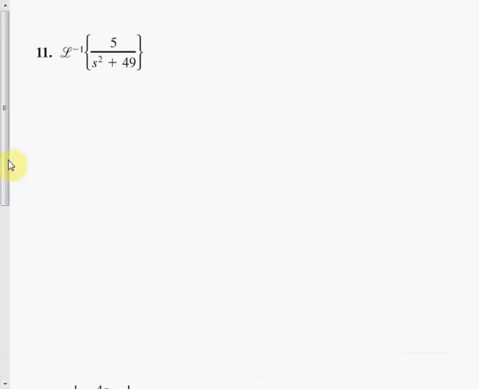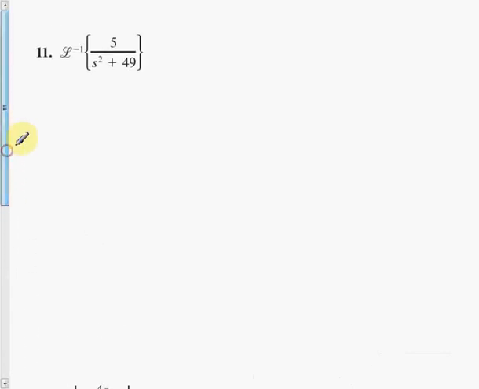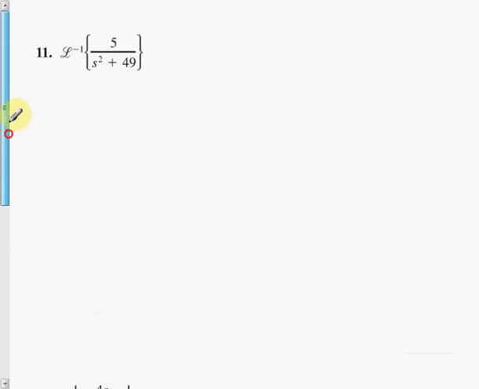All right. Now number 11 and number 13, you see that s squared down there? It's like s squared plus a square. Then you want to think in terms of either cosine or sine. So we go back and look at those forms, the Laplace transform of cosine kt. This guy is s over s squared plus k squared.